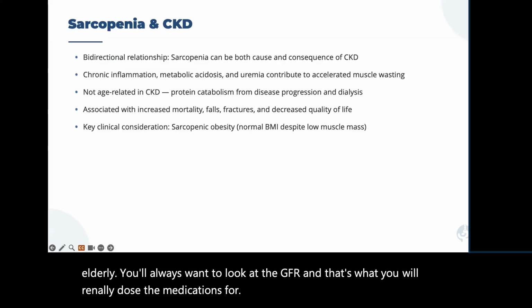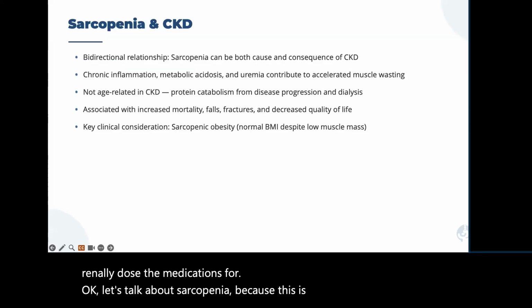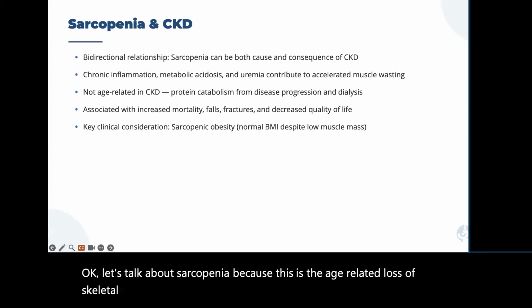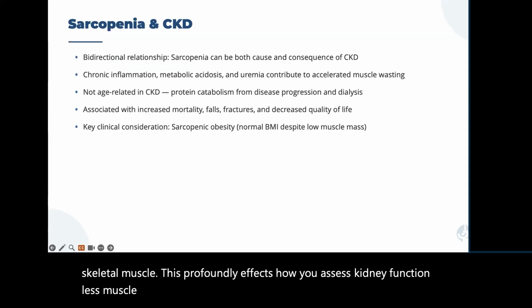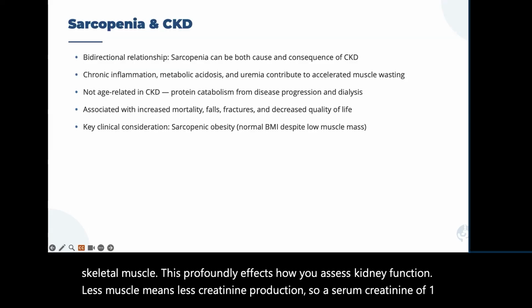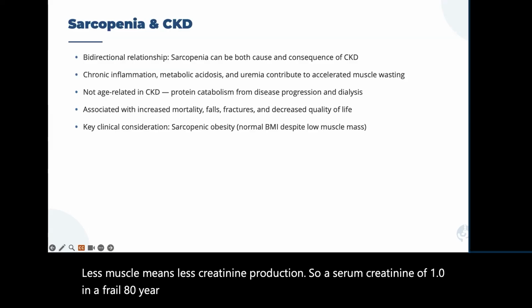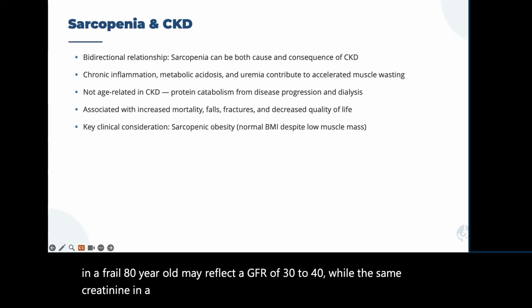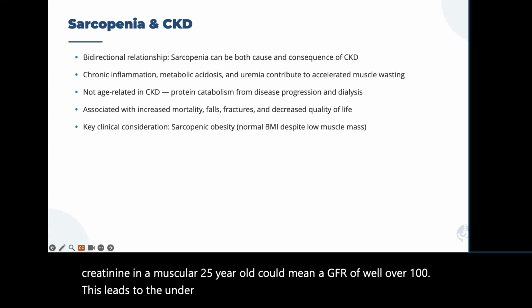Okay, let's talk about sarcopenia because this is the age-related loss of skeletal muscle. This profoundly affects how you assess kidney function. Less muscle means less creatinine production. So a serum creatinine of 1.0 in a frail 80-year-old may reflect a GFR of 30 to 40, while the same creatinine in a muscular 25-year-old could mean a GFR of well over 100. This leads to the under-recognition of CKD if you rely on creatinine alone.